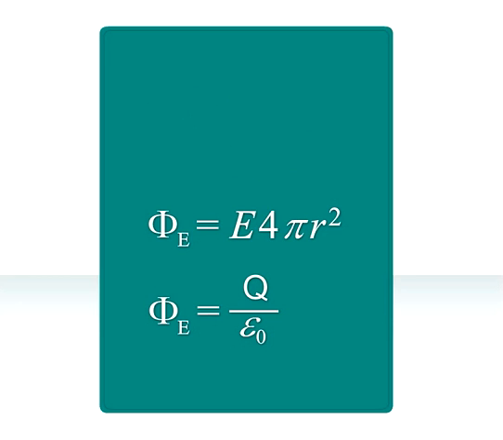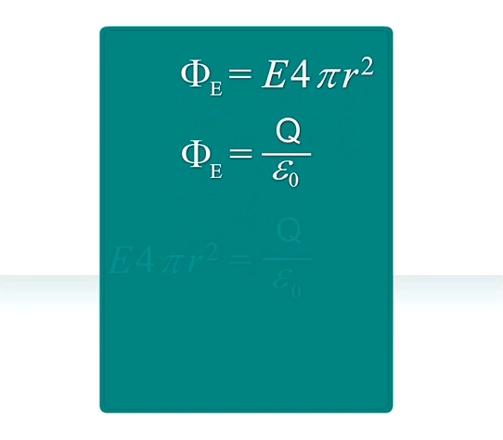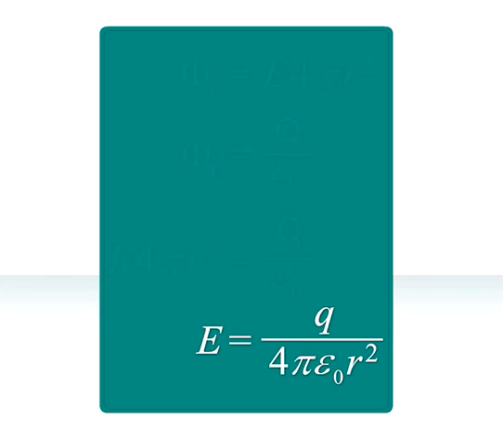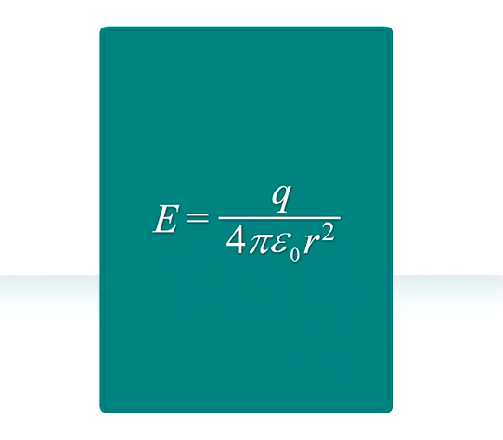Combining the equations for electric flux and solving for the magnitude of the electric field, we find that it is equal to the total enclosed charge divided by the quantity of 4 times pi times epsilon sub 0 times r squared. If we think about it, this makes sense because outside of the spherical shell, the charge distribution looks like a point charge. The result we just obtained backs this up.